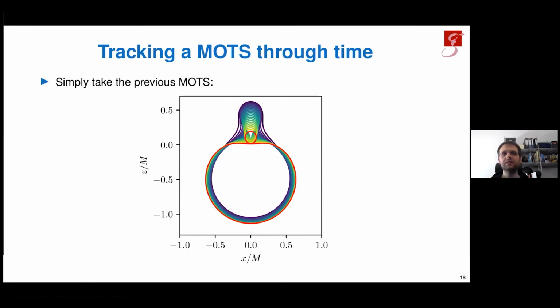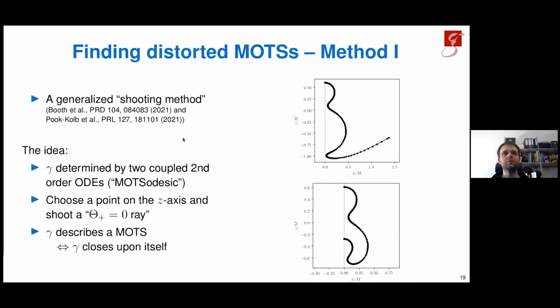And the idea here is that we used a generalized shooting method. And the shooting method is based on the following idea. You say that you are in axisymmetry, so the MOTS that is axisymmetric can be represented just using a curve. And you take the surface of revolution to get the full MOTS then. And if you formulate the MOTS condition in terms of just this curve, then you get two coupled second order ODEs, which we call the MOTSodesic equations, similar to the geodesic equations. And these can simply be integrated.